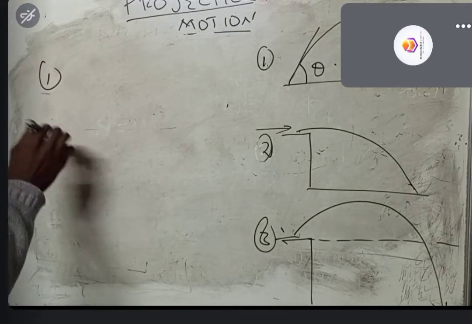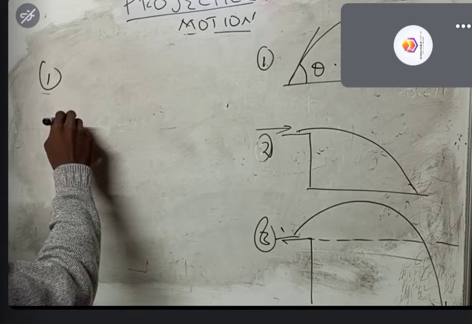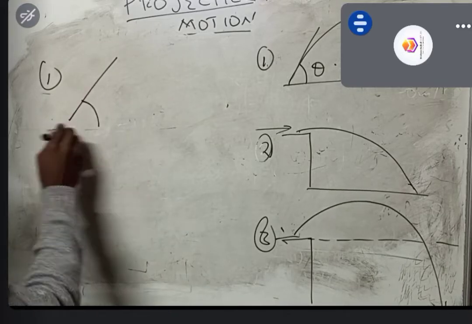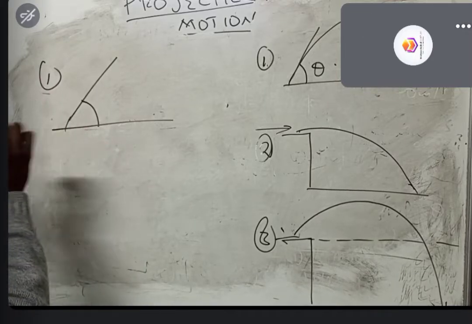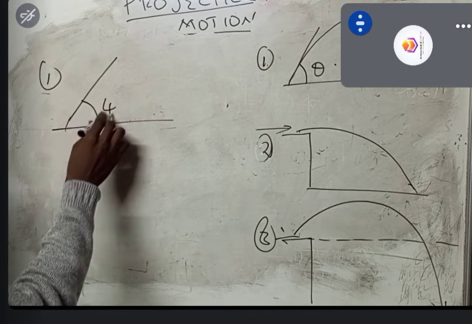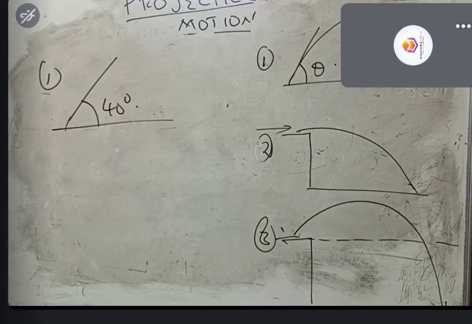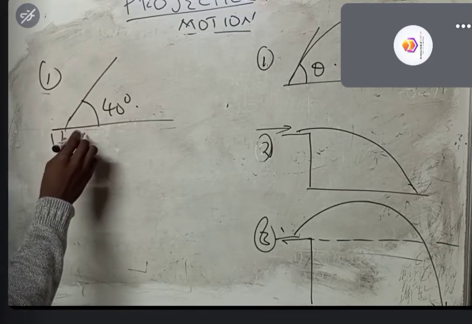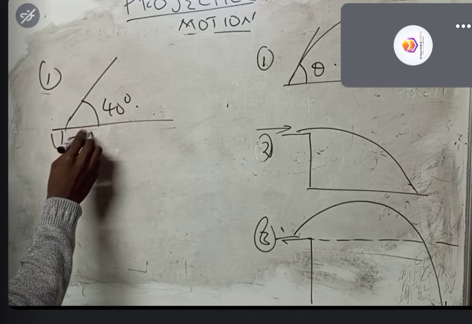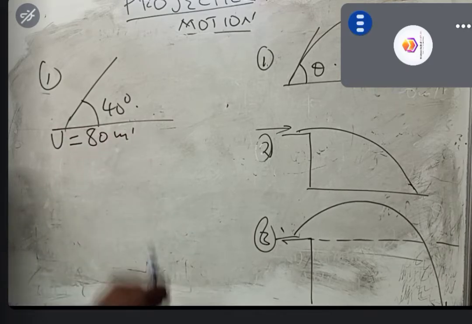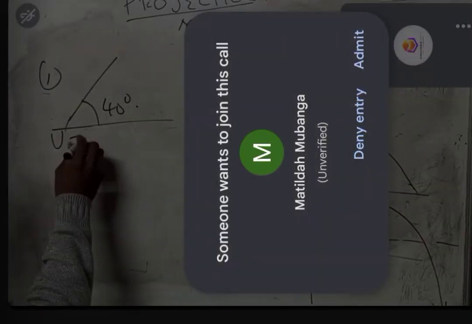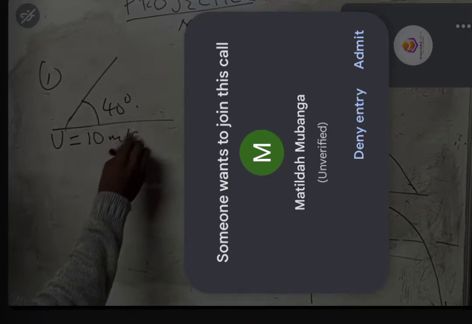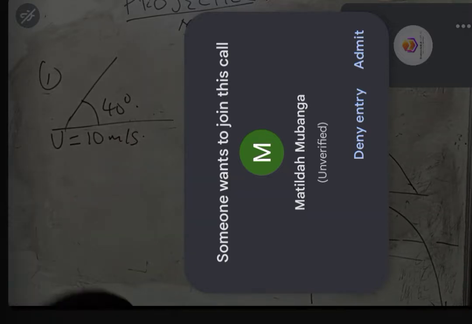So you kick a ball at an angle. Most of the time they don't tell you. Maybe they will tell you the angle to the horizontal, maybe 40 degrees. And you've kicked this ball with an initial velocity of maybe 80 meters per second? It's too big. 10 meters per second. Okay?